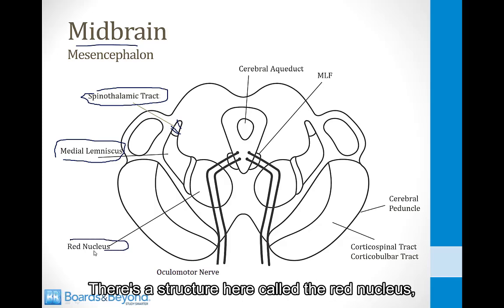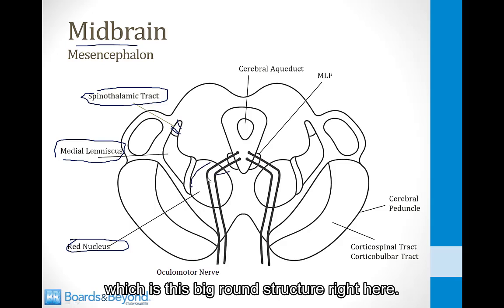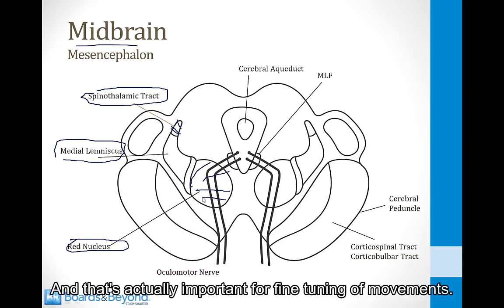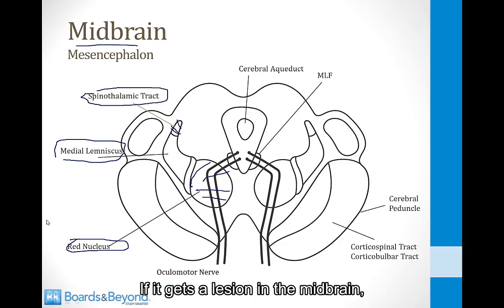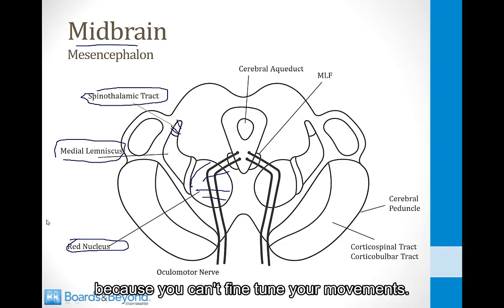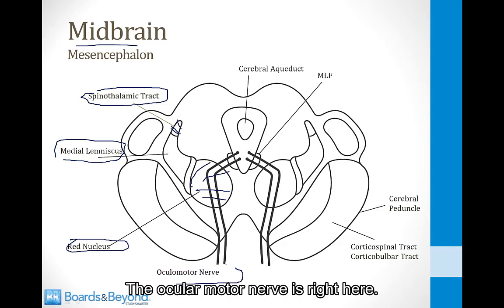There's a structure here called the red nucleus, which is this big round structure right here, and that's actually important for fine-tuning of movements. If it gets a lesion in the midbrain, what you get is tremor and ataxias because you can't fine-tune your movements. The oculomotor nerve is right here.